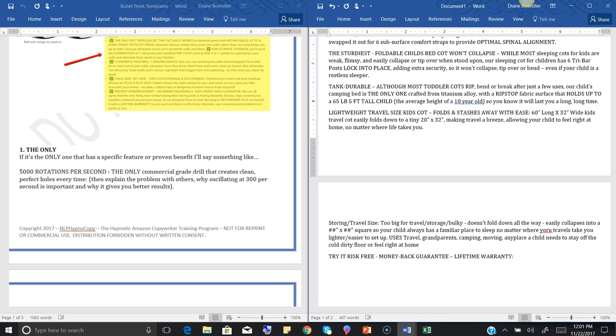And then here, I would say ideal for, right, because it's another hook. We're going to go down to our uses. So, ideal for grandparents, camping, moving, or any place your child needs to stay up off the cold, dirty floor. And feel right at home here. Okay.